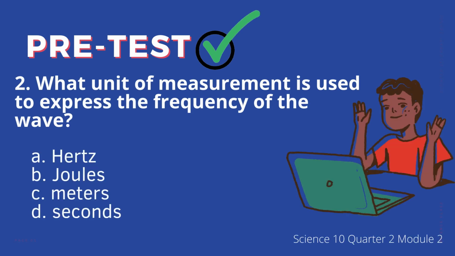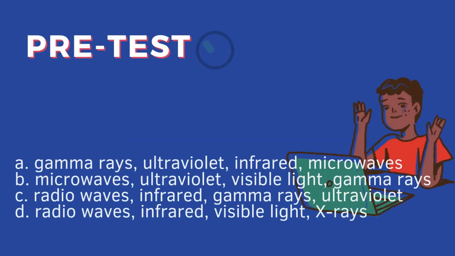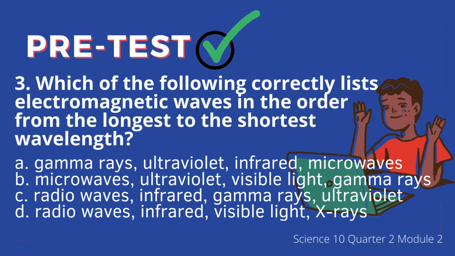2. What unit of measurement is used to express the frequency of the wave? A. Hertz. B. Joules. C. Meters. D. Seconds. 3. Which of the following correctly lists electromagnetic waves in the order from the longest to the shortest wavelength? A. Gamma rays, ultraviolet, infrared, microwaves. B. Microwaves, ultraviolet, visible light, gamma rays. C. Radio waves, infrared, gamma rays, ultraviolet. D. Radio waves, infrared, visible light, X-rays.